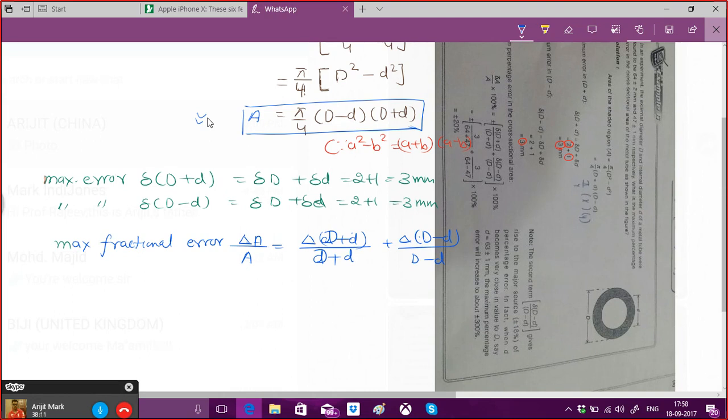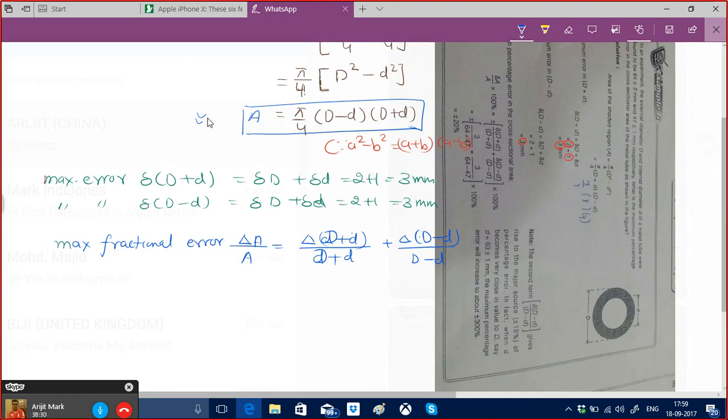Yeah, so now you can plug in your values, beta. Firstly, del A by A, the maximum fractional, sorry, maximum percentage, multiplied by 100, beta.